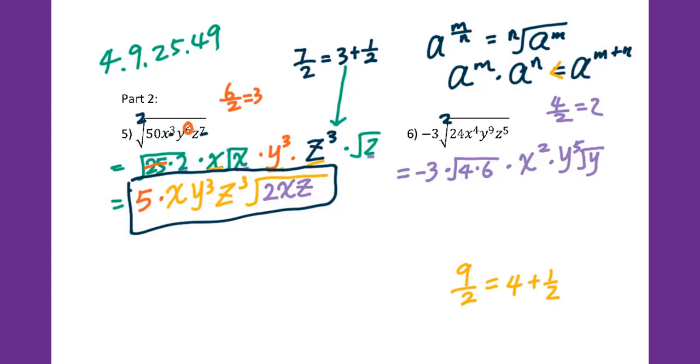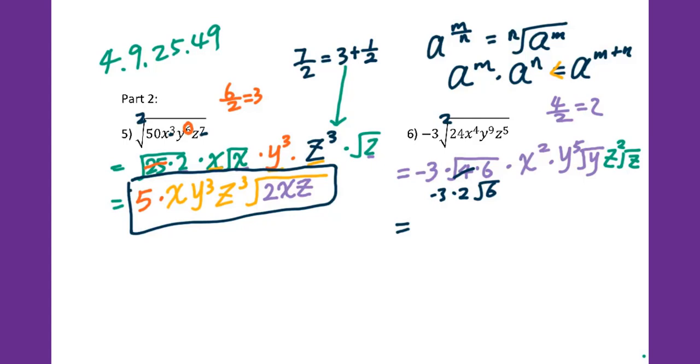1/2 power means square root. Look at the z. 5 over 2. That is 2 plus 1/2. So you will get z squared, square root of z. Then you will put the outside numbers together. This square root of 4, that's 2. So -3 times 2 outside, square root of 6.